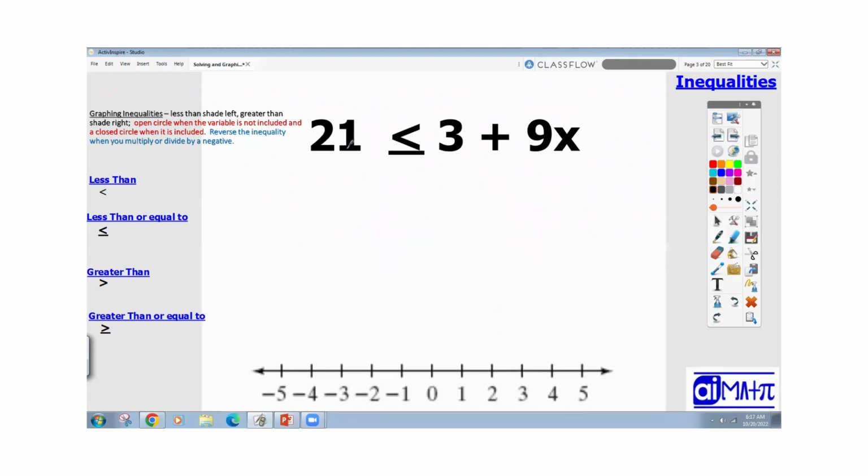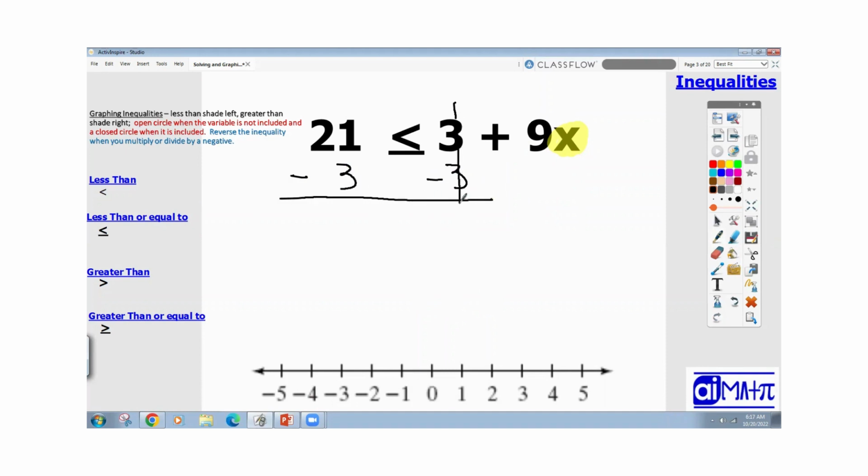Next problem here says 21 is less than or equal to 3 plus 9x. And my variable again is x. So I'm going to pay attention to this. I'm going to do the opposite of everything that's being done to x, being multiplied by 9 and then added 3. So do the opposite steps in the reverse order. So the first thing, because this is a positive 3, it's like adding 3. So I'm going to subtract 3 from this side and subtract 3 from this side.